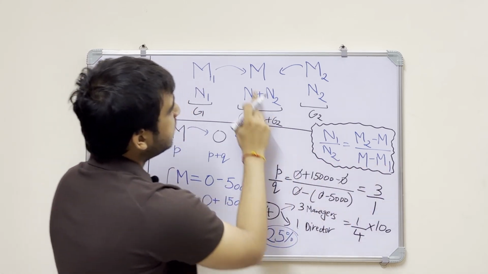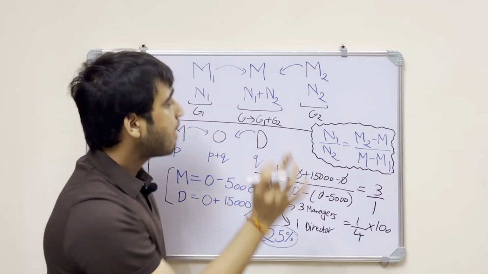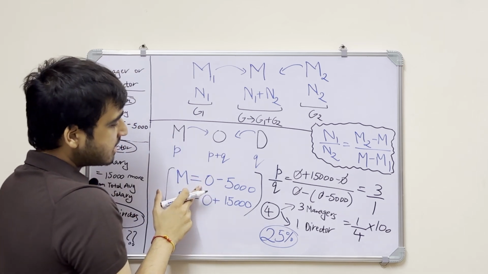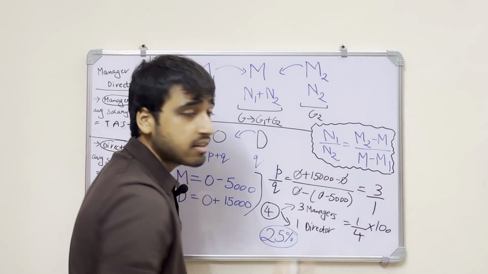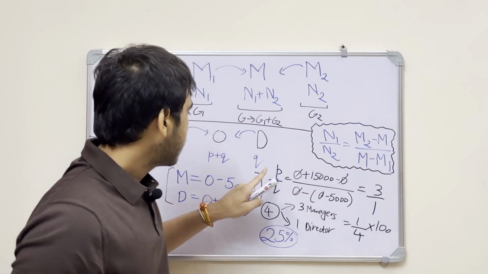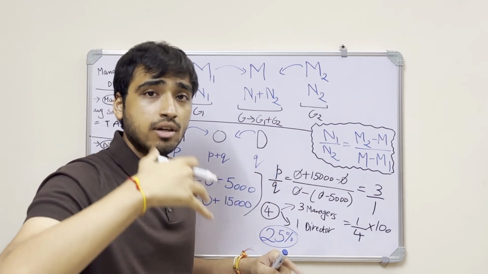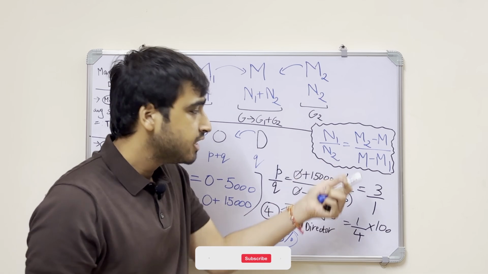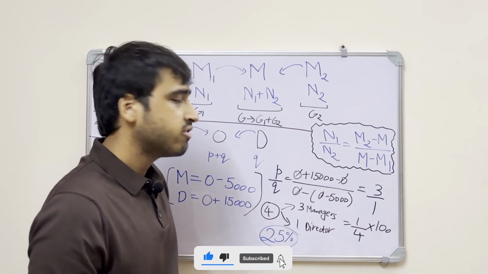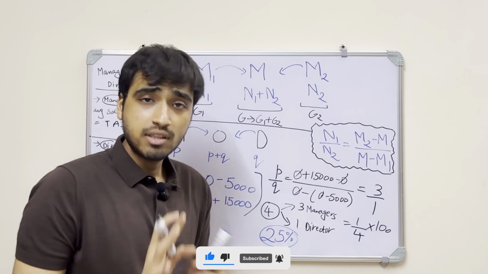Similarly, M minus M1 is the combined group minus the first group, which means O minus M. So O minus M will be 5,000. So we get 3 by 1. So P upon Q is equals to 3 upon 1, meaning the ratio of the number of managers to the number of directors is 3:1. So from that we can calculate that the percentage of directors will be 25%. I hope this should be clear now.